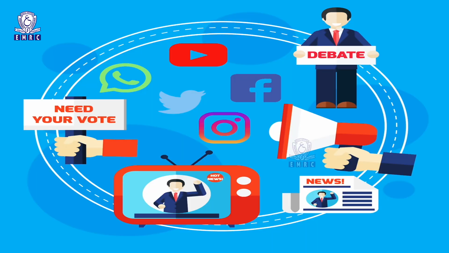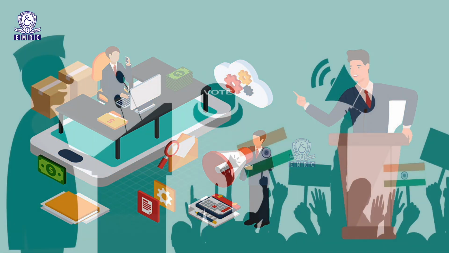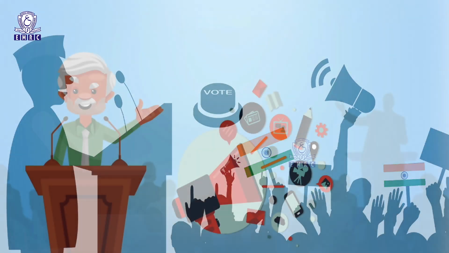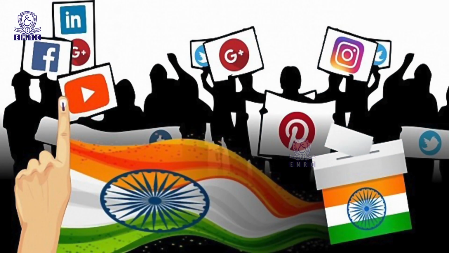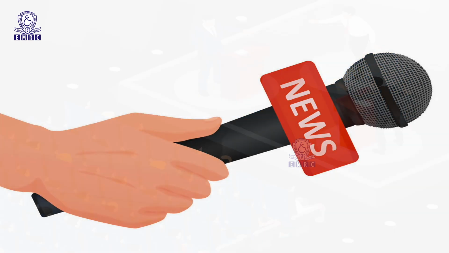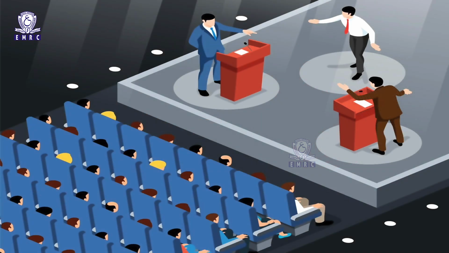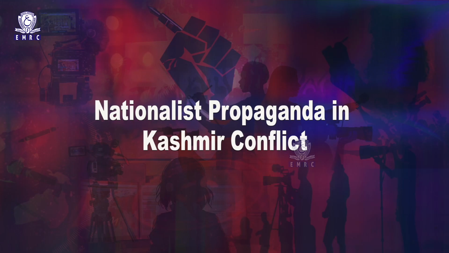Political propaganda during elections. Political parties in India often employ propaganda techniques during elections to sway public opinion. This can include the use of catchy slogans, political advertisements and social media campaigns to project a positive image of a candidate or party. Manipulation of news and media coverage to favor a particular political narrative can also be considered a form of propaganda.